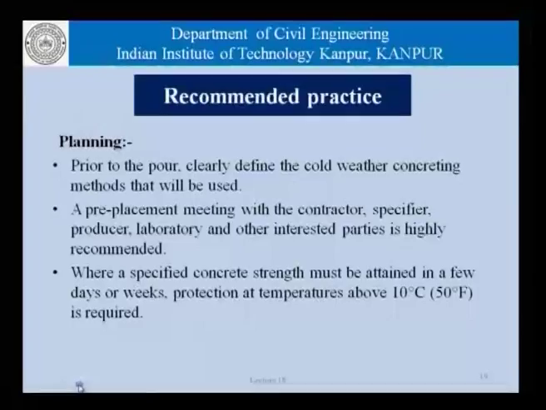First thing is that we need to plan the operation very carefully. Prior to the pour, clearly define the cold weather concreting methods that will be used. What are the kind of precautions that will be taken at the batching plant, during the transportation of the concrete to the site, and while placing? What are the kind of curing methods that will be used? Do we have the kind of materials available at site to carry out all those operations? That calls for a very, very careful planning before we carry out the actual operation.